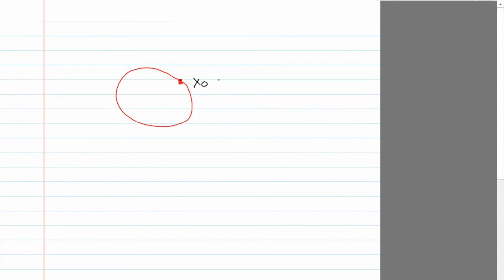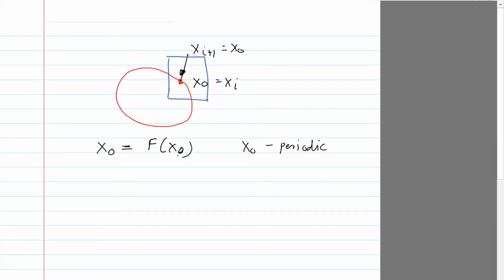x0 such that after one step we're back to the same state. So x_{i+1} is x0. A Poincare section is right there, and then we ended up in the same place. So what we can write now is x0 = f(x0). What we have in general is that x0 is periodic, right? And so this thing is known as a limit cycle.